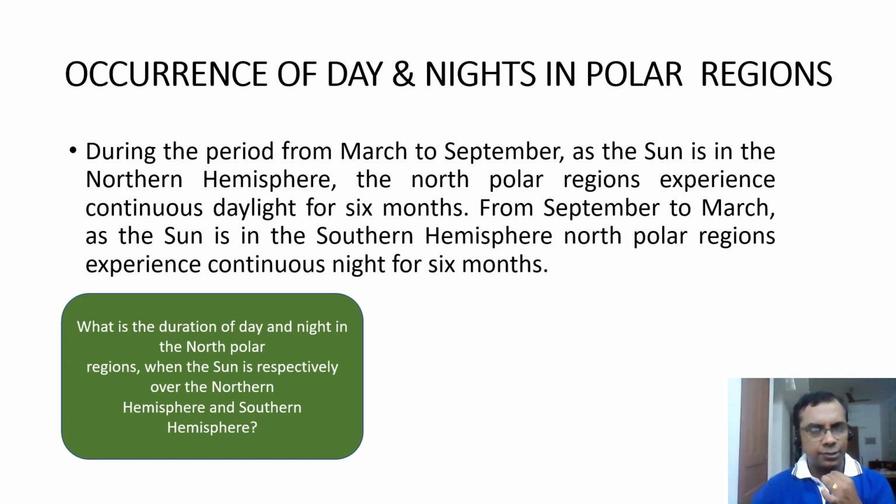During the period from March to September, as the sun is in the northern hemisphere, the North polar regions experience continuous daylight for 6 months. From September to March, as the sun is in the southern hemisphere, North polar regions experience continuous nights for 6 months.